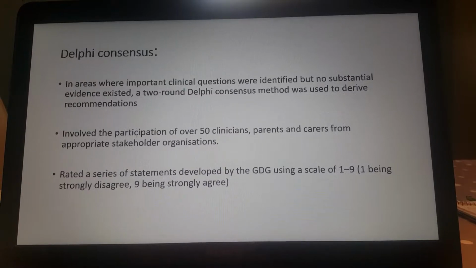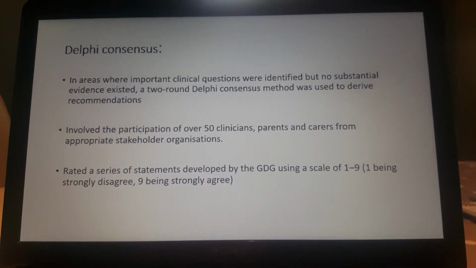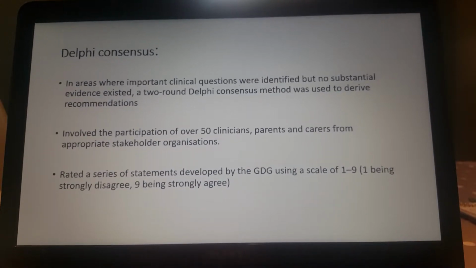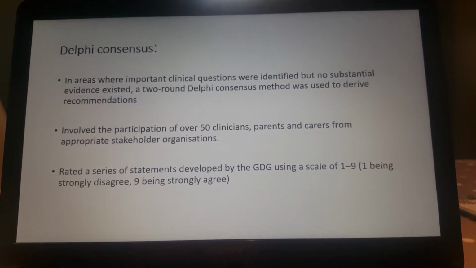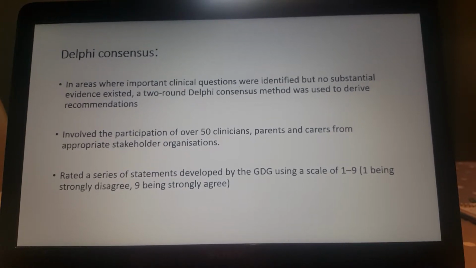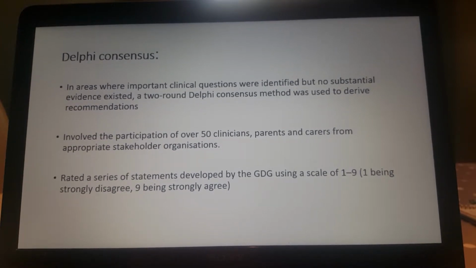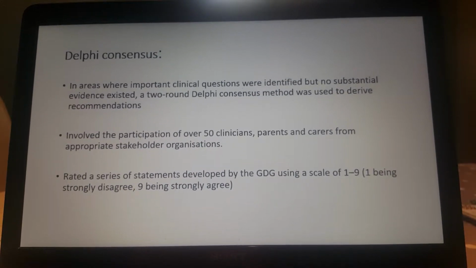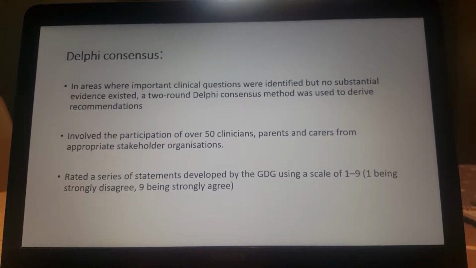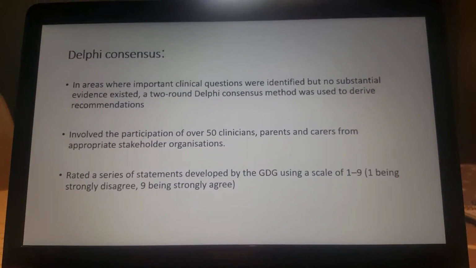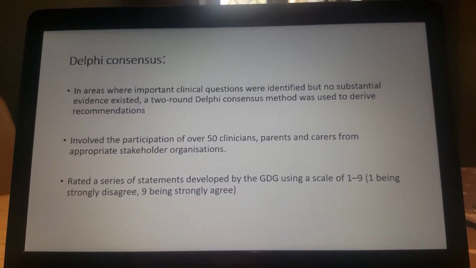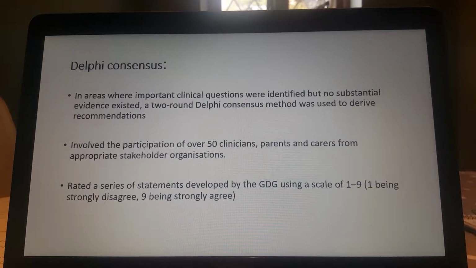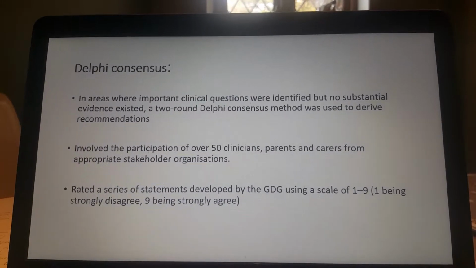It's also important to understand that for a lot of things, there wasn't actually evidence to help them make the decision, so they used something called a Delphi consensus. This was basically a 2-round Delphi consensus method to derive recommendations for important clinical questions where no substantial evidence existed. And this involved the participation of over 50 clinicians, parents and carers from appropriate stakeholder organisations. They rated a series of statements presented by the committee using a scale of 1 to 9 as being either strongly agree or disagree.